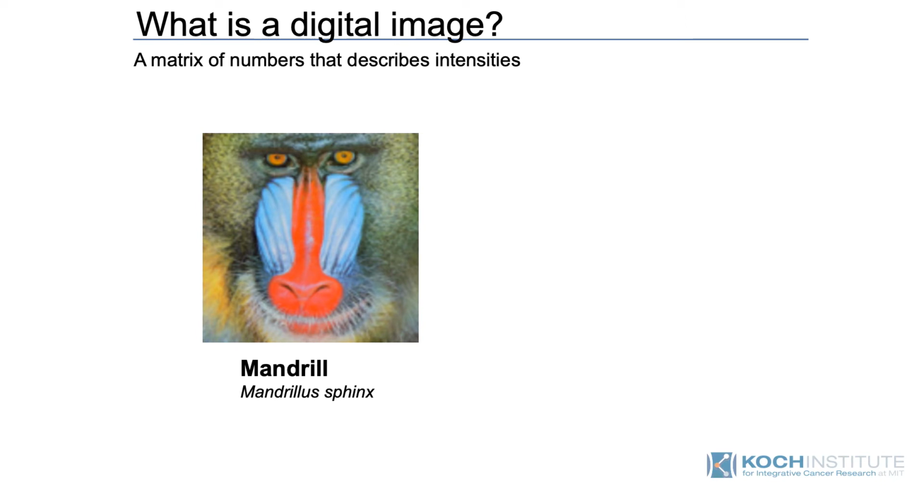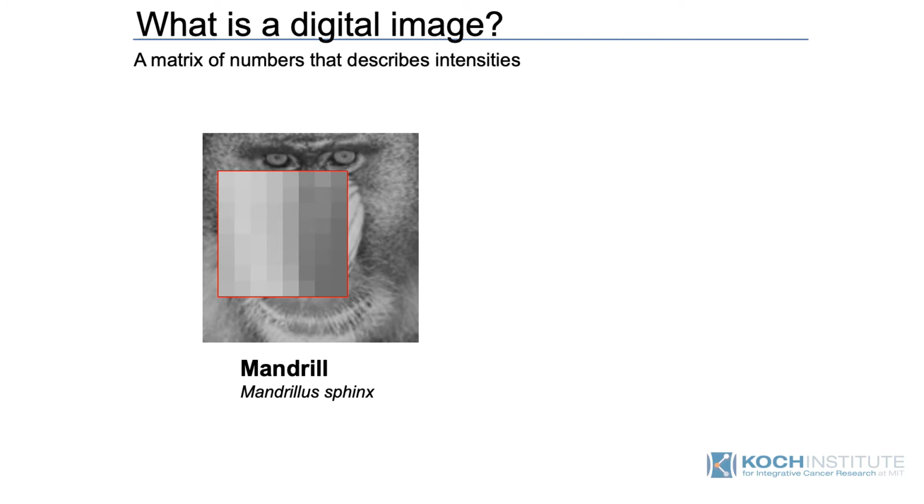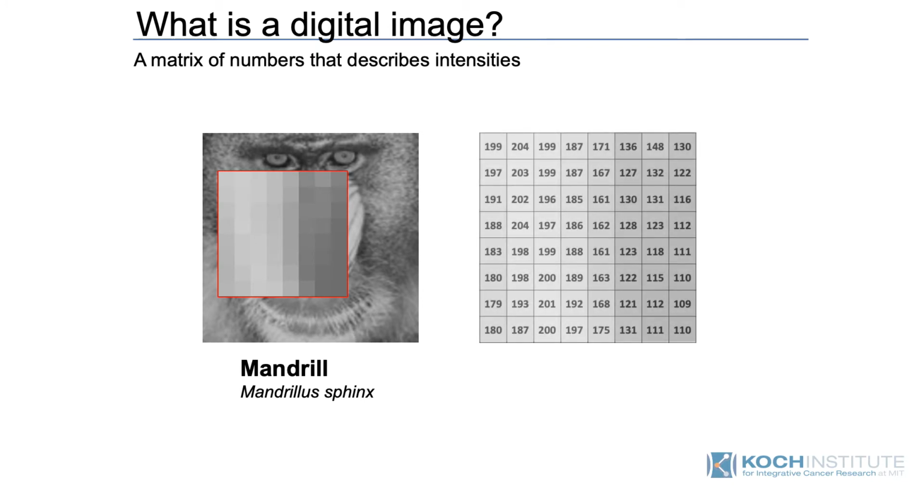So a digital image is fundamentally a matrix of numbers that describe intensities. So we're going to use this image of an old world ape, a mandrill, to talk about the numbers that make up the intensities in an image. And we're going to ignore color for the time being and just look at a black and white version of this mandrill. So let's take a look at a little tiny portion of the muzzle near this little red line on the muzzle. And if we blow up that little portion, that looks like a bunch of gray squares.